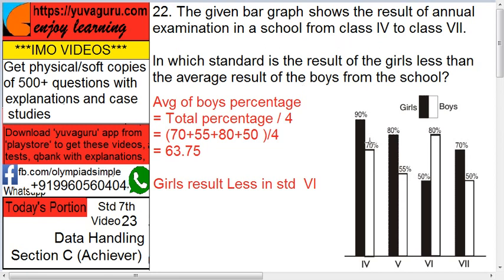First find the average of the boys and then check where the girls are lesser. So average of boys equals total of boys upon number, that is 4. So 70, what is boys? 70 plus 55 plus 80 plus 50, right? 225 upon 4, 63.75. Now girls are 90, 80, 70 and this is 50.